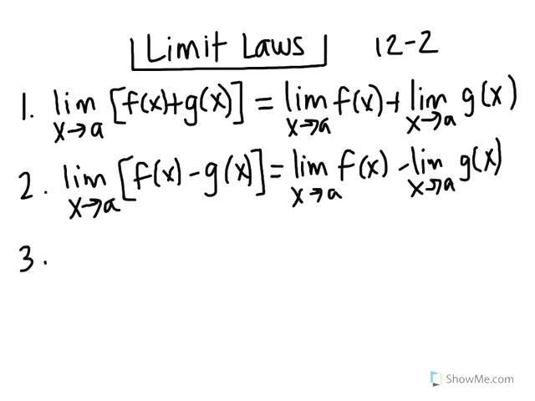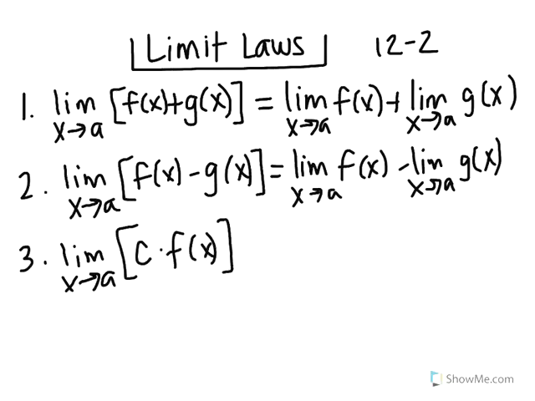Alright, number 3. Okay, so we have a limit as x approaches a. This time we're going to multiply a constant times a function, so c times f of x. So for a constant times a function, the limit is the constant times the limit of the function. So we can pull out that number, the constant, and then multiply it by the limit as x approaches a of the function f of x. So you can just take it out.